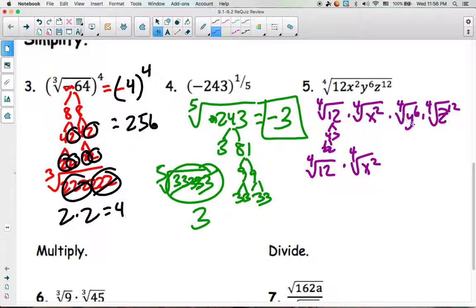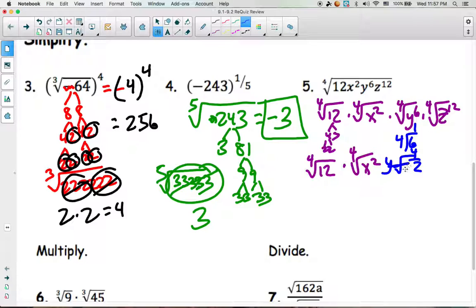And then for the fourth root of y to the 6, we're going to take the power inside, which is 6, and we're going to divide it by the index, which is 4. So 4 can go into 6 one time, and that leaves us with the remainder of 2. Now, if the index doesn't divide into the power evenly, then that means we're going to have a number outside the radical and a number inside the radical. And the value we're talking about here is a y. So I'm going to have a y outside, and I'm going to have a y inside.